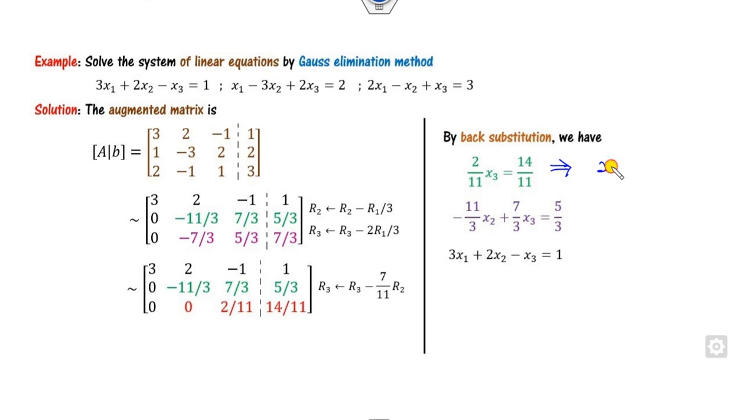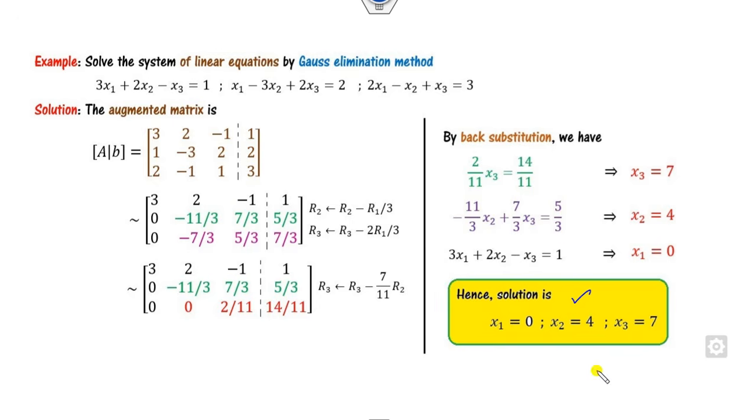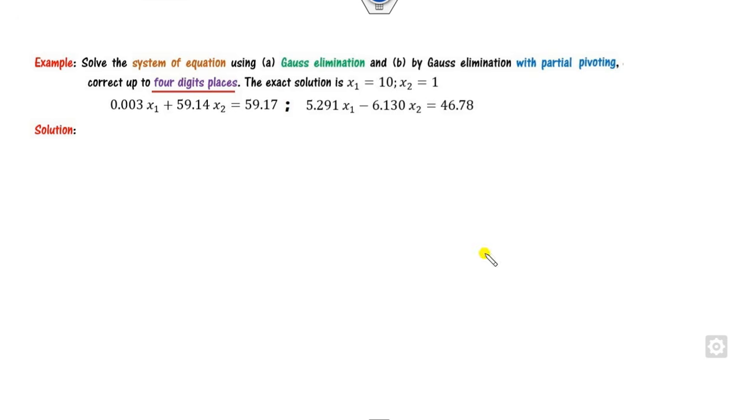From here you can easily find the value of x3 is 7. Substitute this value of x3 in here, you will get x2. Substitute all values in here, you will get the required solution. Make sure whenever you try to make them a box, this box element is neither 0 nor approximately 0. Once this condition occurs, this method will fail. We will see a couple of examples.